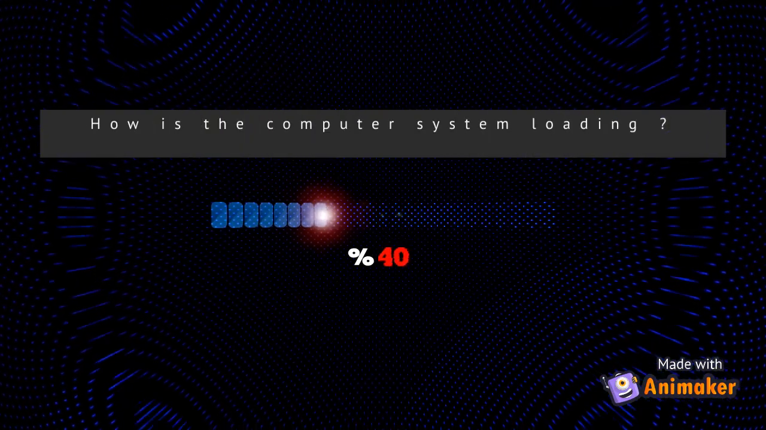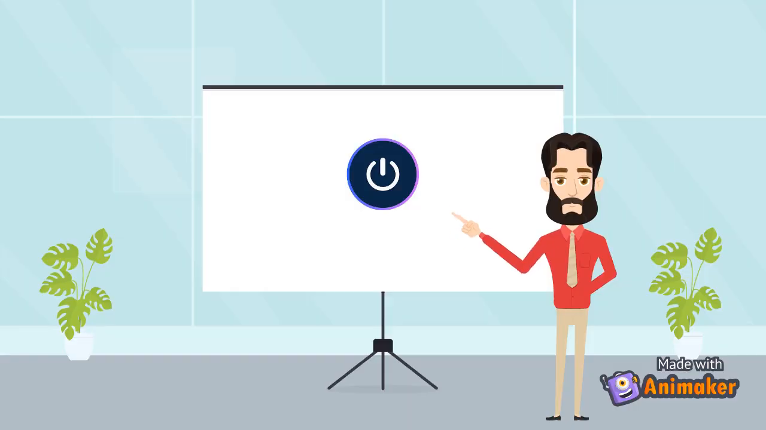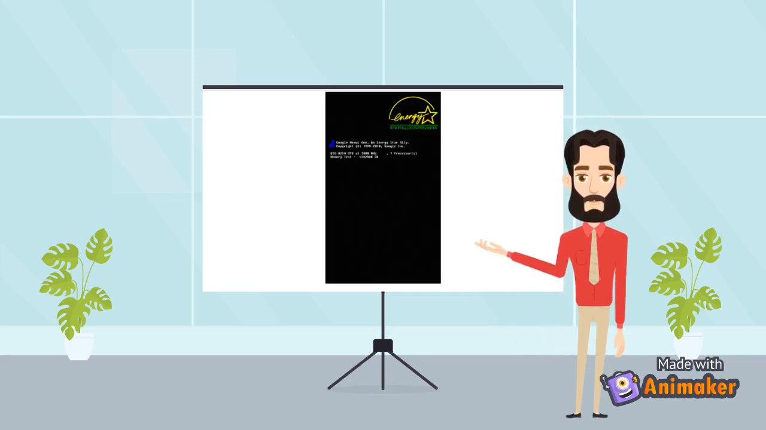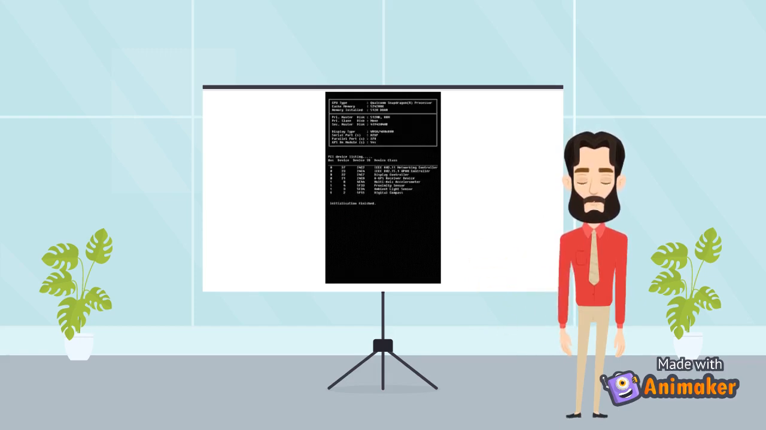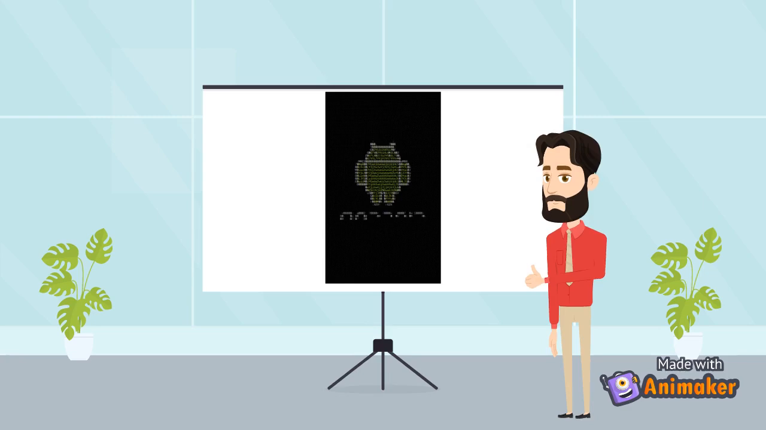Firstly, we will start talking about how the computer system is loading. When we press the power button and our computer starts loading, it means that the processor starts running, looking for the BIOS. The BIOS starts running the bootstrap loader. The bootstrap loader allocates the kernel. And finally, when the kernel is loaded into the memory, it means that the booting operation has ended successfully.